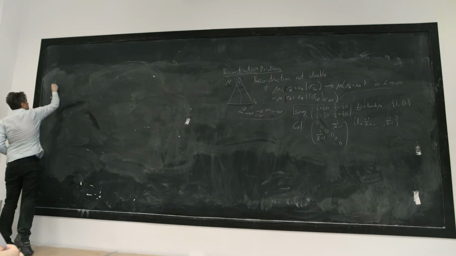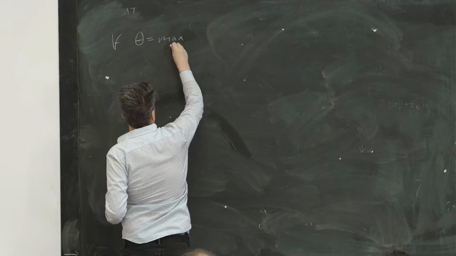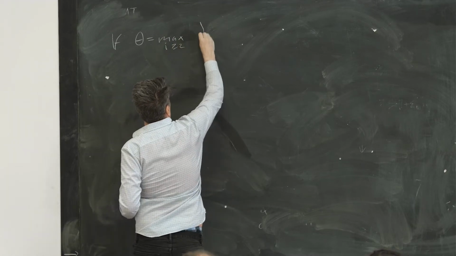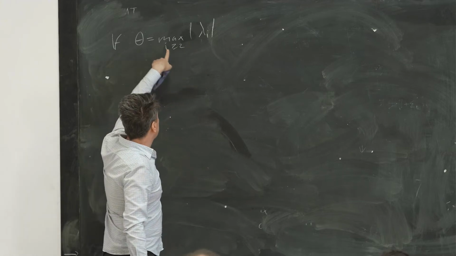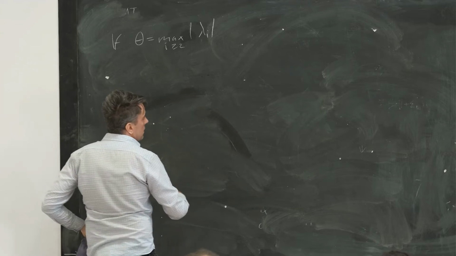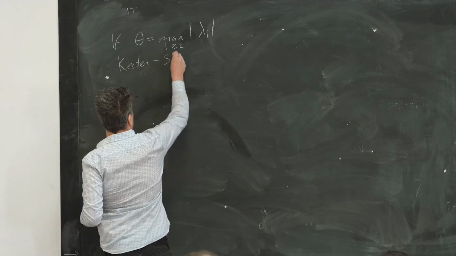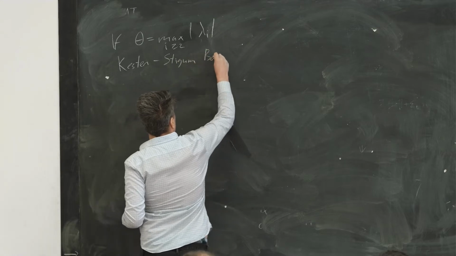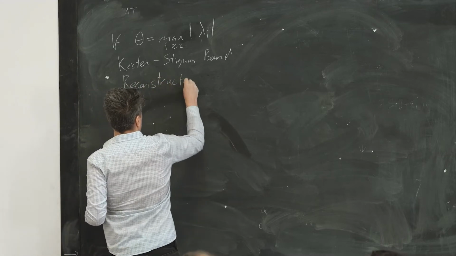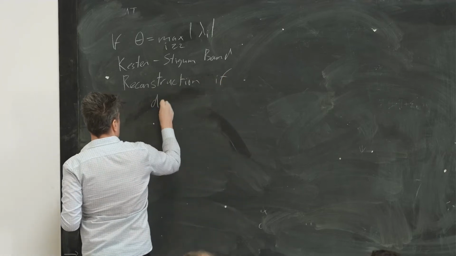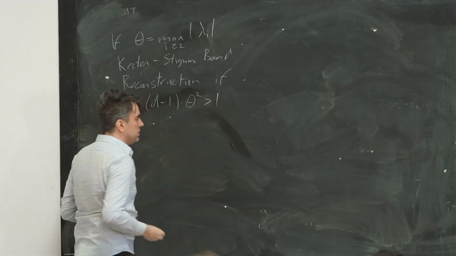So if theta equals the max over i greater than or equal to 2 of lambda i, where lambda i are the eigenvalues and lambda 1 is the biggest one, which is 1, and theta is the second biggest one in absolute value, then the Kesten-Stigum bound says that you have reconstruction if d minus 1 times theta squared is bigger than 1.